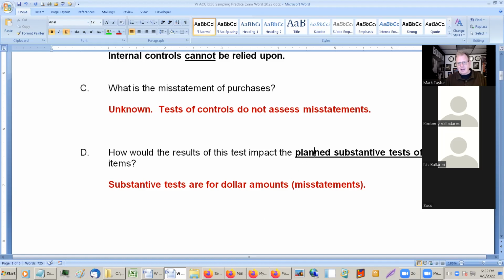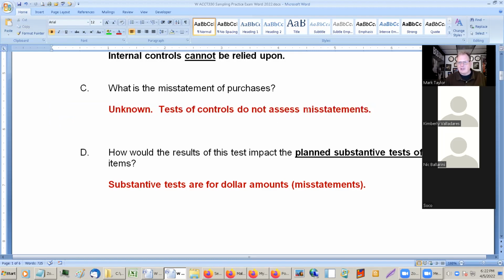What do you think? So we had planned on substantive tests for 500 items, asked if we could rely on the internal controls. We found out we can't rely on the internal controls. So what do we do? And by the way, usually if you can't rely on the internal controls, there's no reason to test them further. It's possible you came up with a bad sample, depending on your 95% level or whatever it was.